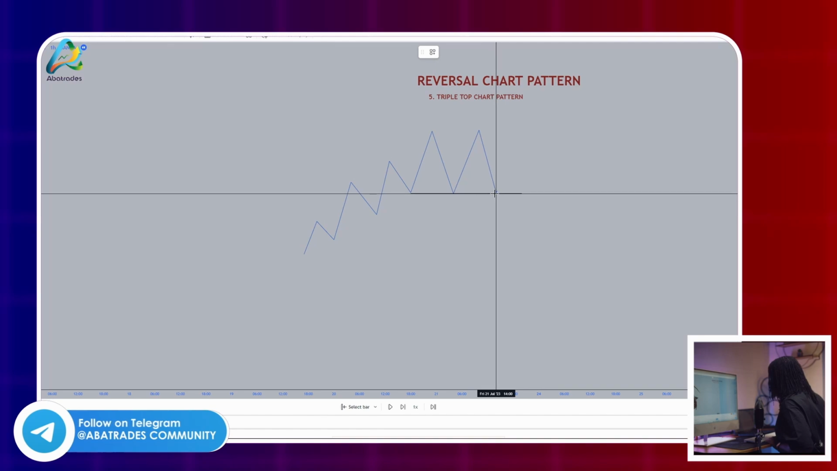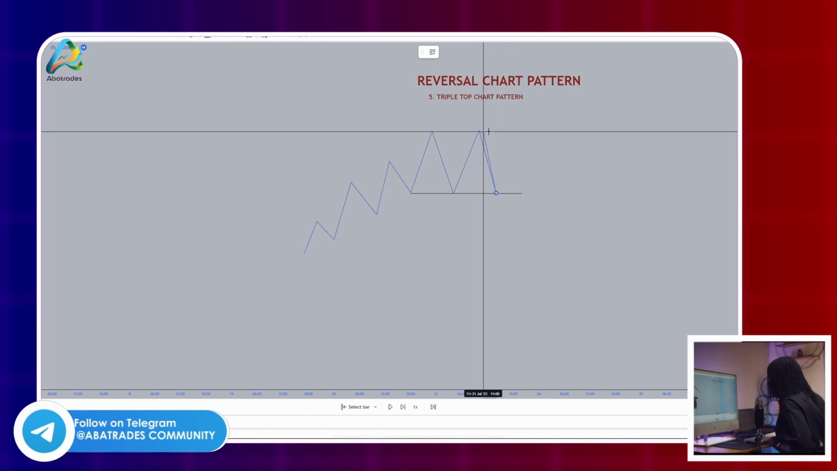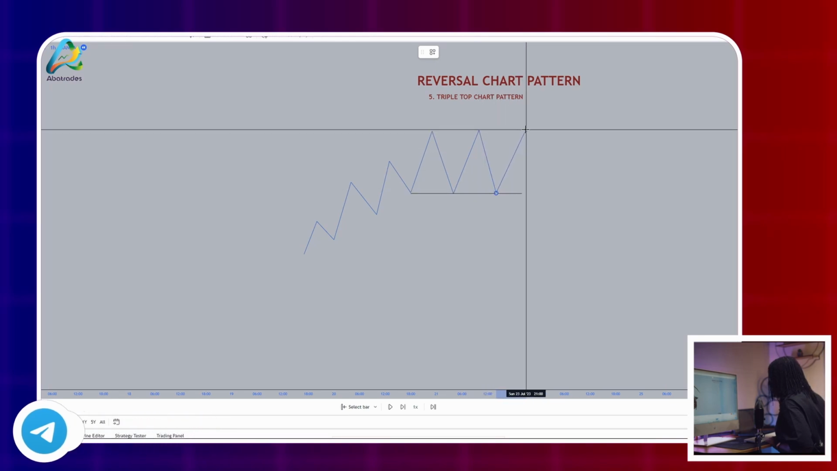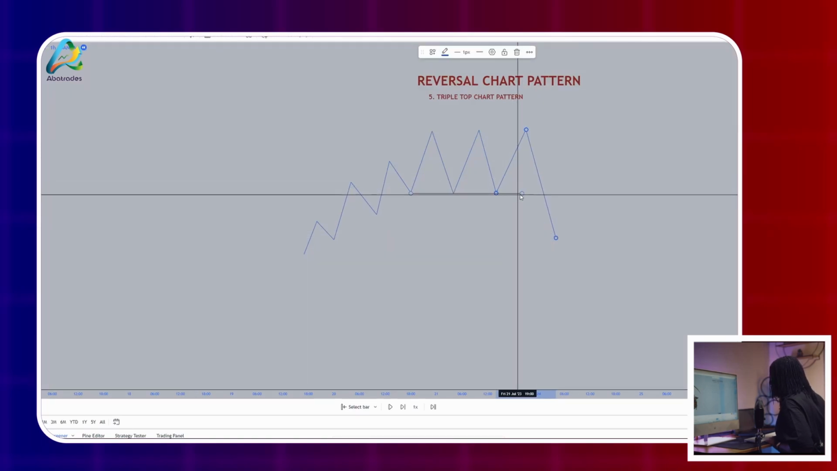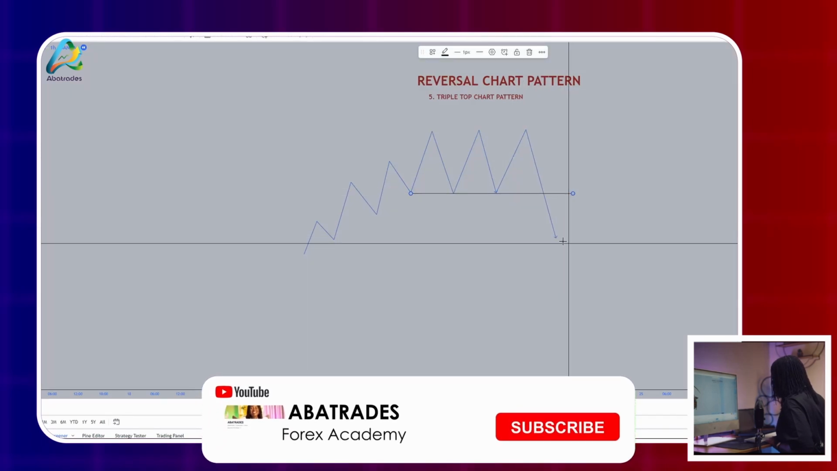Now when the market hits here, it is not able to break it. It comes back again into these highs right here to retest it for the third time, before coming down and then breaking it to the downside here. So we can see that this neckline here has been broken, right? This is how it looks.